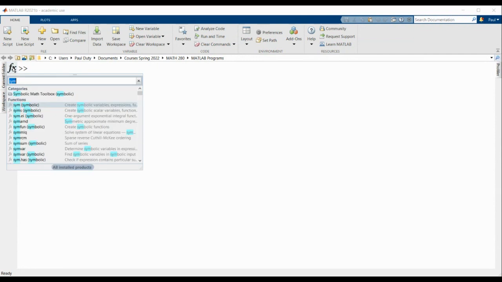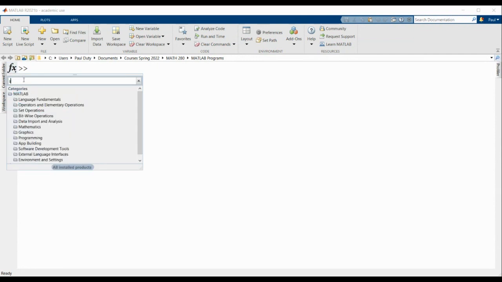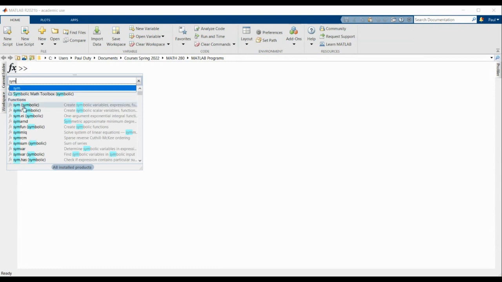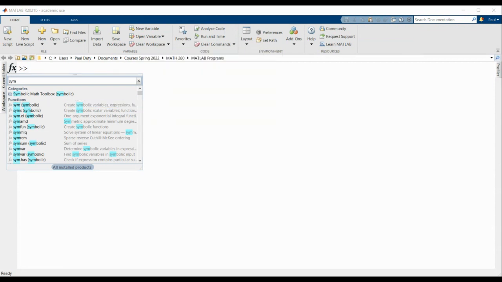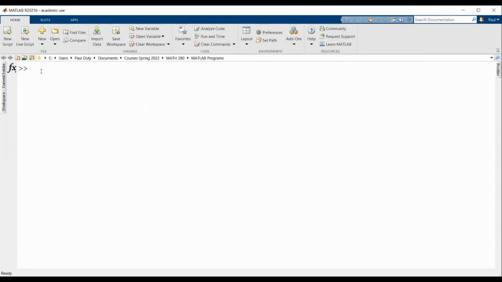So if I click on the little fx thing there and type the word sym, it brings up sym, and it has information on that command. Basically, it's going to make the numbers, if they can look nice, be in a nice form. Okay, so what I'm going to do is type this matrix A.